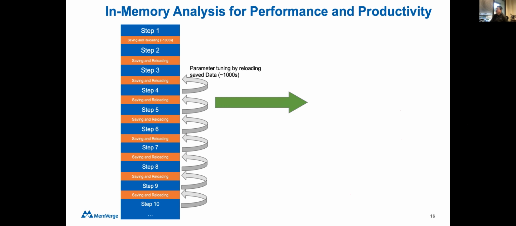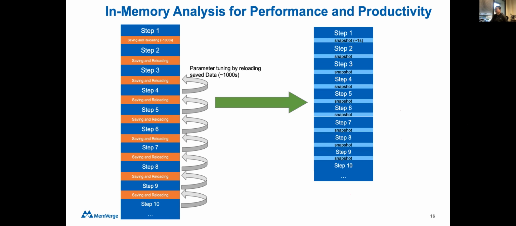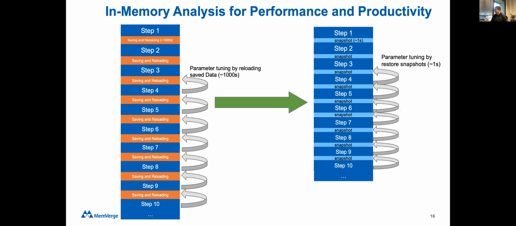So what we did essentially is we simply replaced all these orange boxes, the disk IOs, with in-memory snapshots. Before, it took about 1,000 seconds. With in-memory snapshots, it takes less than 1 second to finish. And of course, when you want to recover, you just restore the in-memory snapshots and continue with different parameters. That also takes only about tens of milliseconds.